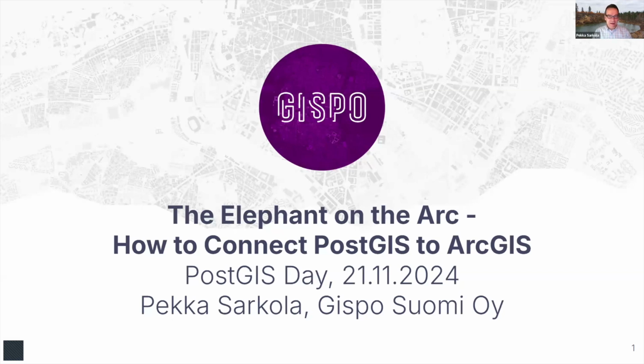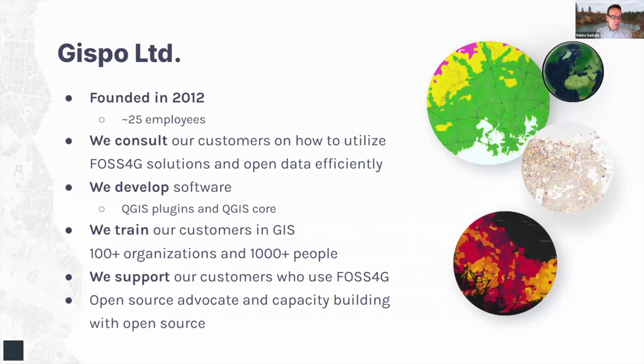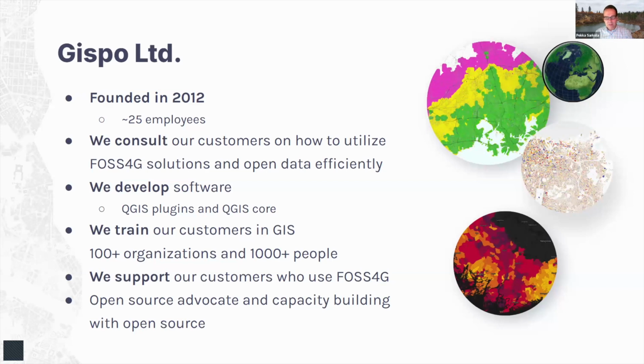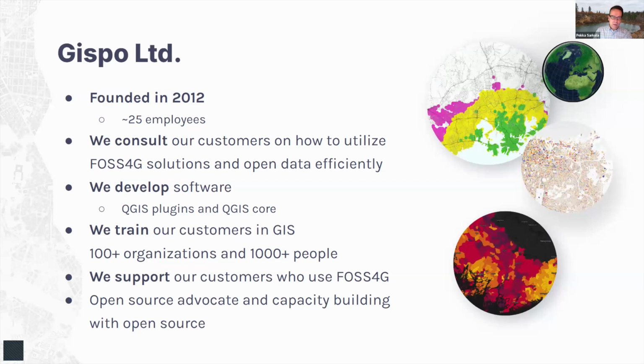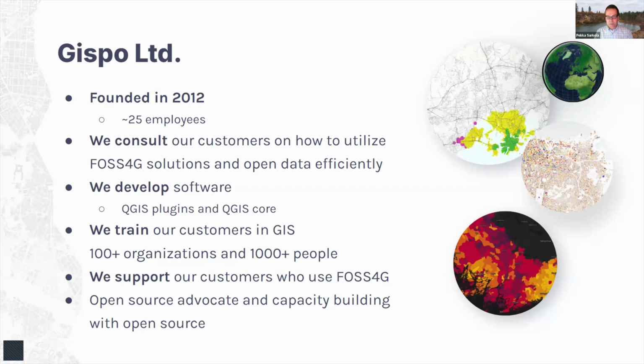It's a pleasure to be here, and I will try to make you understand what I have learned when we have done customer projects with PostGIS and ArcGIS. First thing is that I work for Gispo, which is a company in Finland and nowadays also in Sweden. We were founded in 2012, with about 25 employees. We consult our customers, we develop software, we give time and money for the core software development on all FOSS4G software. We train our customers and also support them in using FOSS4G software. And I'm eager to be an open source advocate, to give people a better understanding of how to use open source technologies.